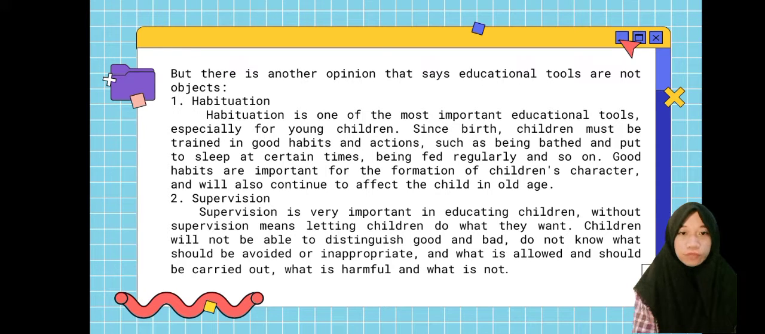Number 2, supervision. Supervision is very important in educating children. Without supervision means letting children do what they want. Children will not be able to distinguish good and bad, do not know what should be avoided or is inappropriate and what is allowed and should be carried out, what is harmful and what is not.